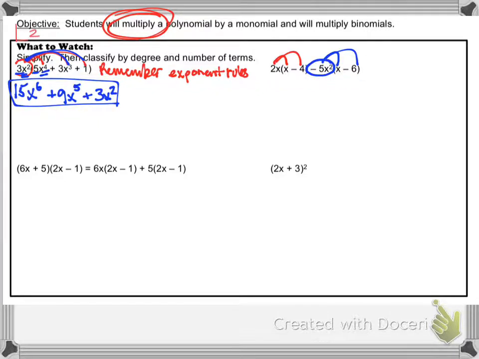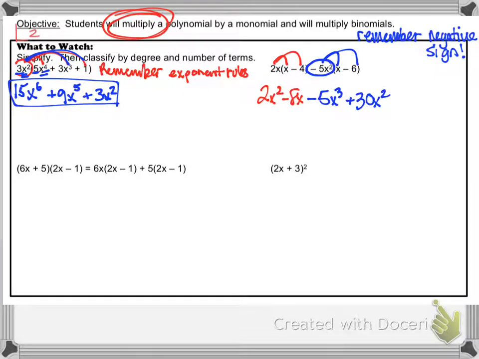So doing that, I kind of color-coded it, keeping the first one red. Distribute the negative 5x squared. 5x squared times x is negative 5x cubed. Then we get a plus 30x squared. Negative times a negative is positive. Remember to keep track of your negative sign.